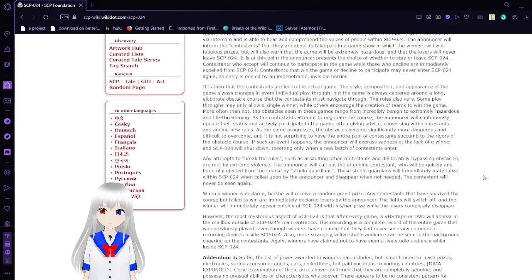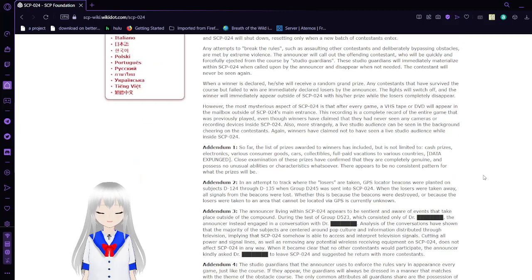When a winner is declared, they will receive a random grant and prize. Any contestants that have survived the course but failed to win are immediately declared losers by the announcer. The lights will switch off, and the winner will immediately appear outside of SCP-24 with their prize, while the losers completely disappear.